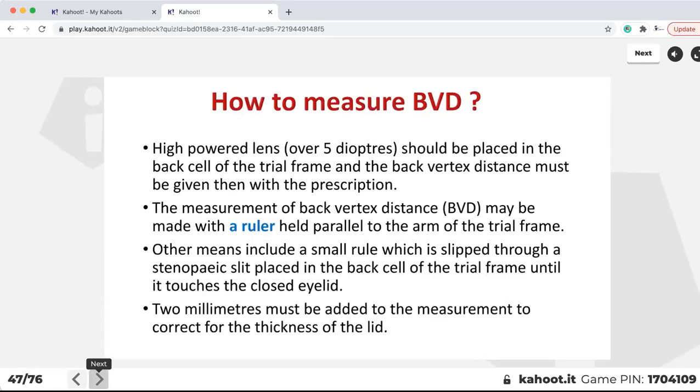So how to measure the back vertex distance? If we have a high powered lens over 5 diopters, it should be placed in the back cell of the trial frame, and the back vertex distance must be given within the prescription. The back vertex distance may be measured with a ruler held parallel to the arm of the trial frame, or another method is to use a small ruler which is slipped through a stenopeic slit, which is placed in the back cell of the trial frame until it touches the closed eyelid. Then we add 2 millimeters for the thickness of the eyelid.